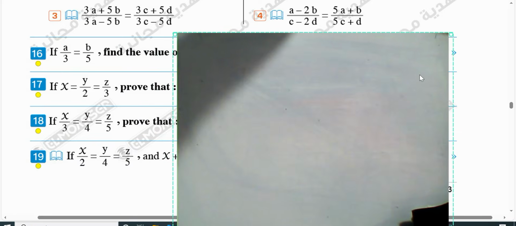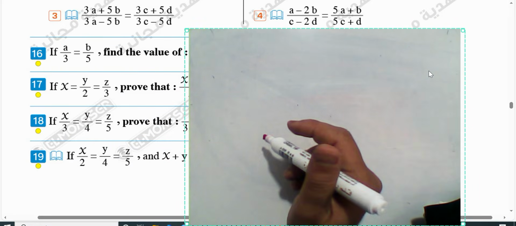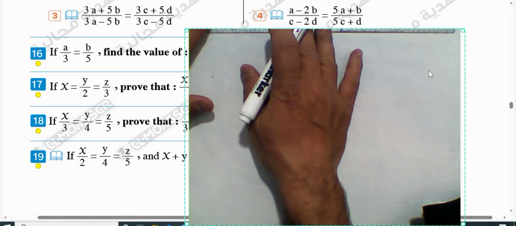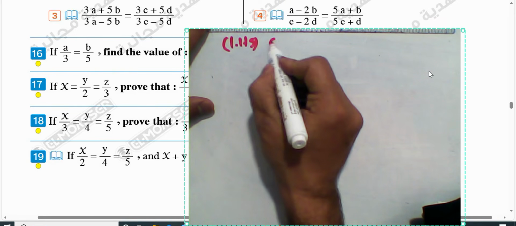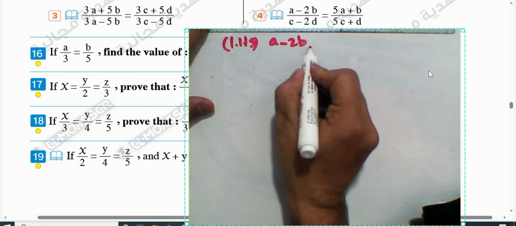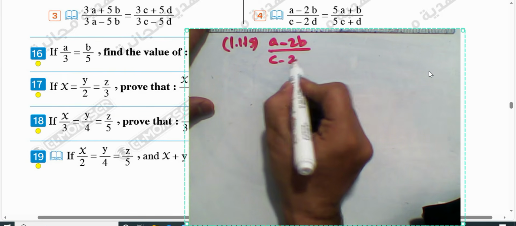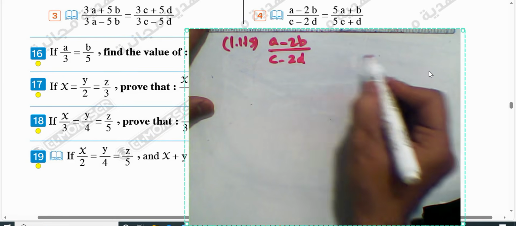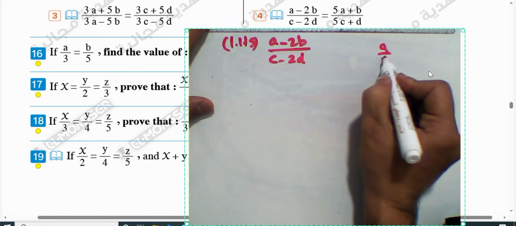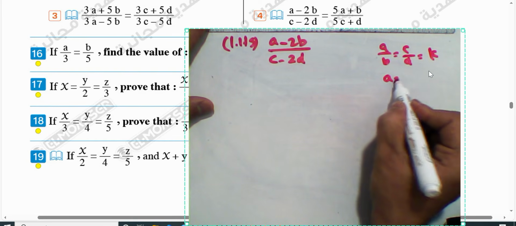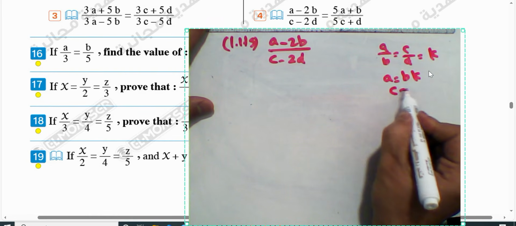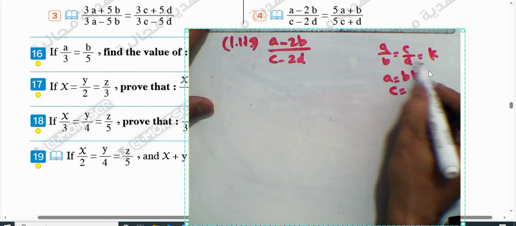Number 4, left hand side and right hand side. Okay, left hand side, we want to prove that a minus 2b over c minus 2d equals the other. We have a over b equals c over d equals a constant. Then the value of a equals bk and c equals d times k.